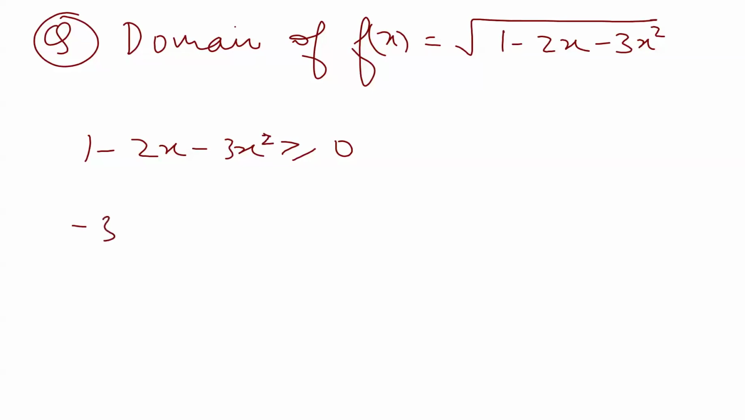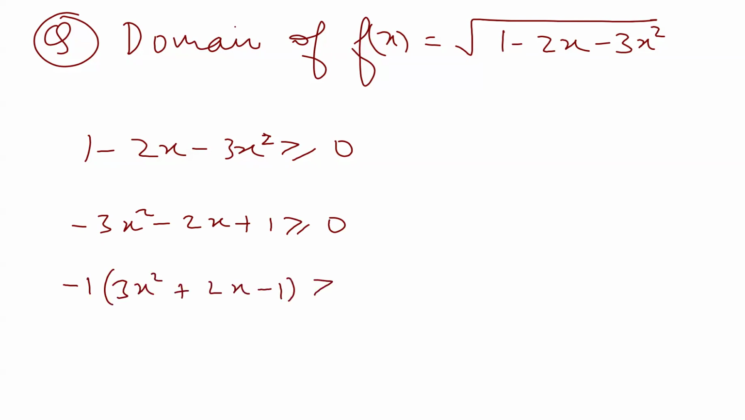So here is the term: minus 3x square minus 2x plus 1 greater than or equal to 0. Take negative 1 common over here. So 3x square plus 2x minus 1 greater than or equal to 0. Now divide the negative 1 on the right hand side. Okay, so the sign is going to change. It will not remain the same.